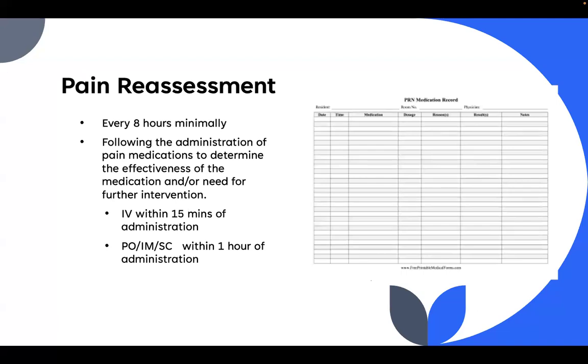So I just have a quick little snapshot of a PRN medication record, right? If you're someone who works in a home, whether it's SLS or a licensed facility, and you are responsible for keeping track of MARs, there's always a section on medications that are prescribed as needed. So it's always good to be able to document what was given and report back whether that was effective or not.